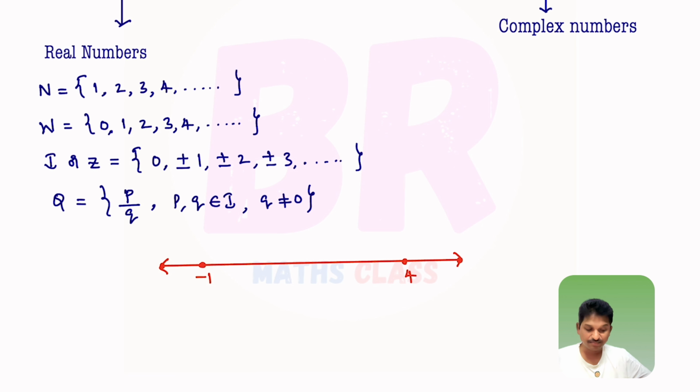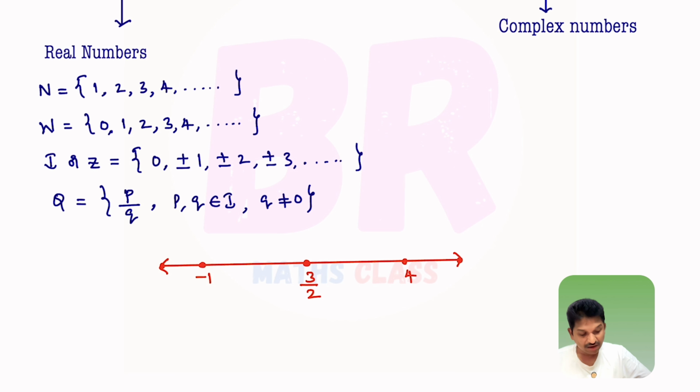How to prove this? See, what I'll do, I'll take a midpoint of these two rational numbers. What is the middle point? You can calculate like this: -1 plus 4 divided by 2. This is what? 3 by 2. 3 by 2 is a rational number or not? Yes, 3 by 2 is a rational number. So here I found one rational number between these two rational numbers, -1 and 4.